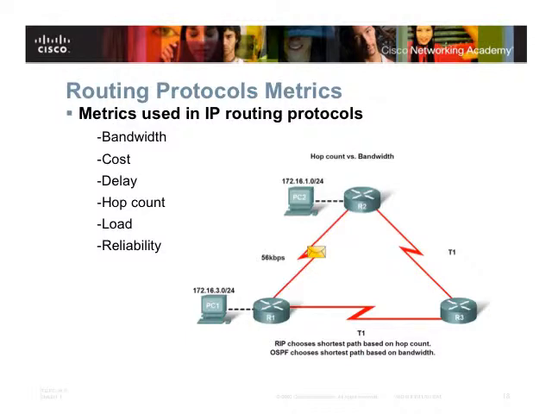Or reliability, as we said, reliability talks about the probability of failure on this link. This link is reliable, and this link is not reliable. So if the probability of failure on this link is less, this means that this link is better. Okay, and therefore the metric will be low.